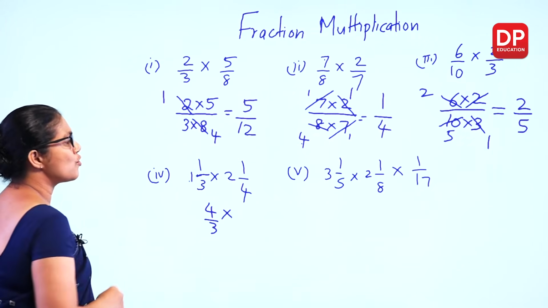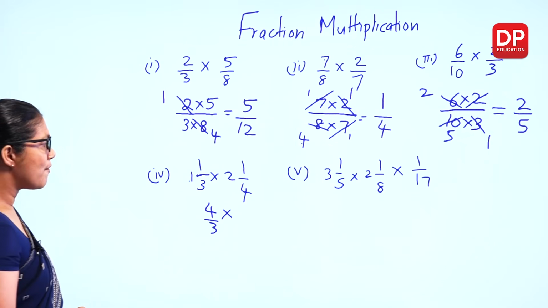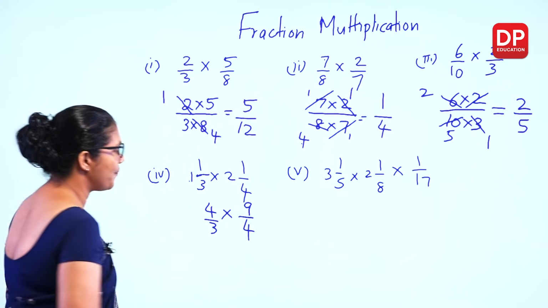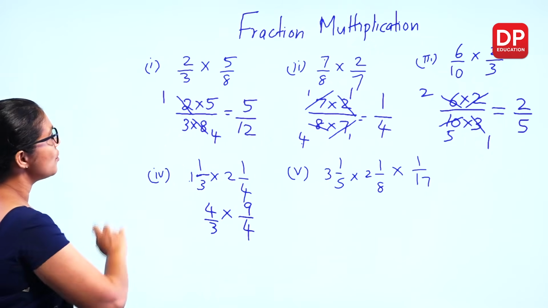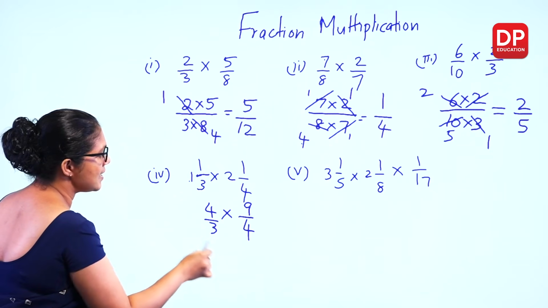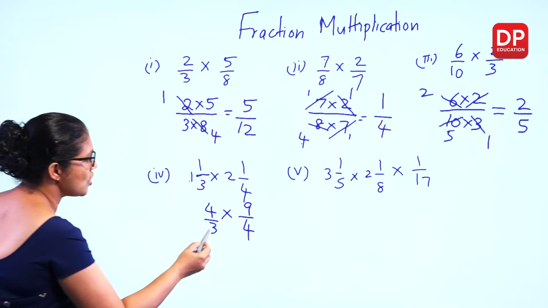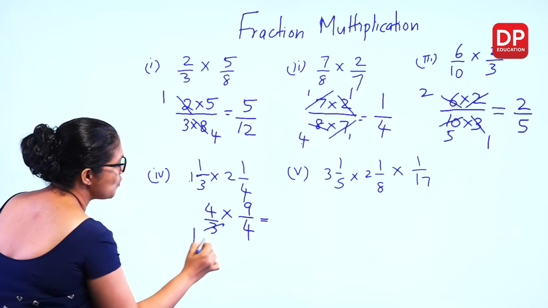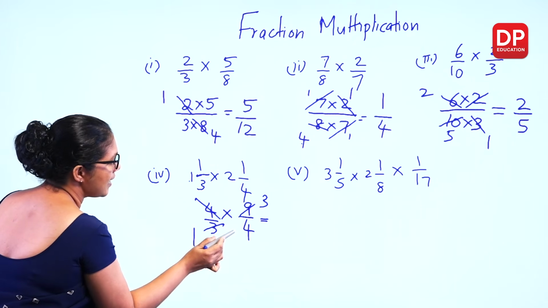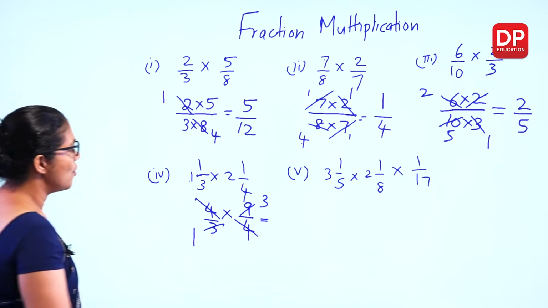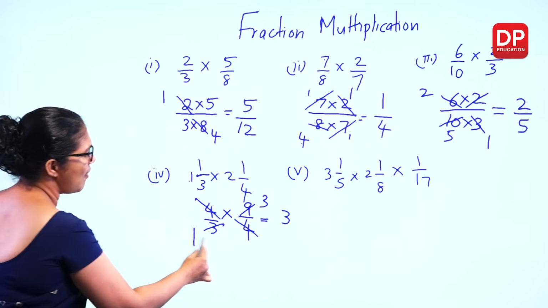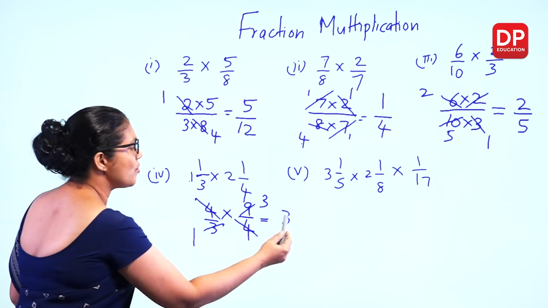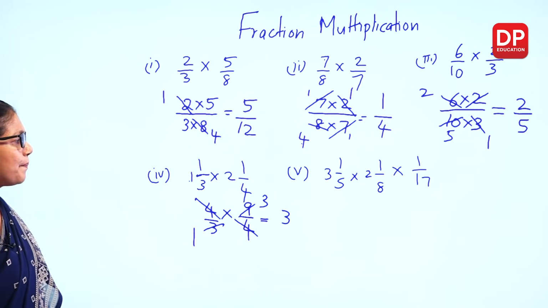How can you convert 2 1/4 to an improper fraction? 4 times 2, 8. 8 plus 1, 9 over 4. Now see, similar to the previous questions, you get fraction multiplication here. You can simplify further. 3 times 1, 3 times 3 here. I can cut this 4 with this 4. You are getting 3. Here 1 is in the denominator. No need to write 1 here. So you can keep the answer as a whole number.